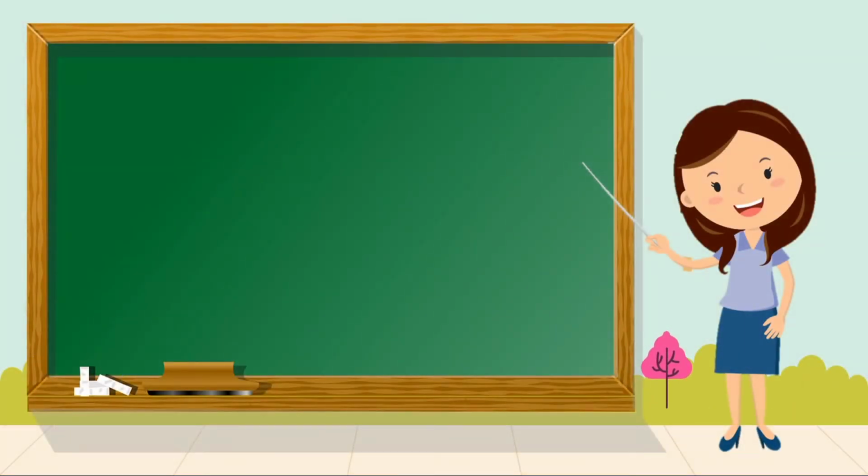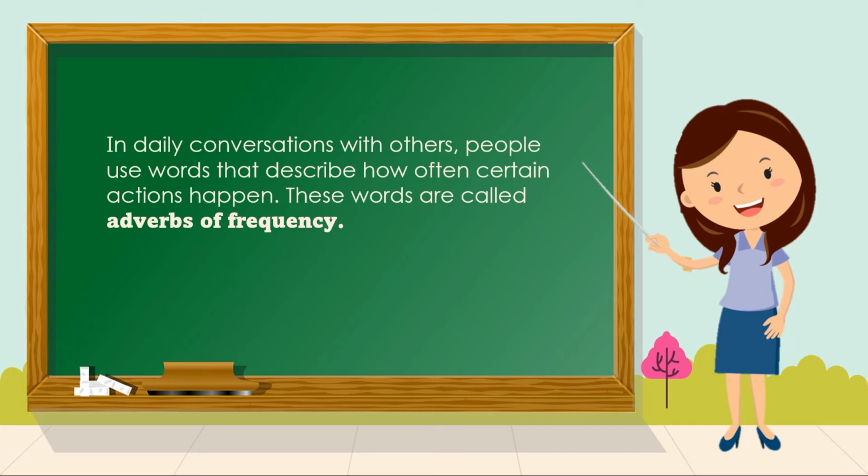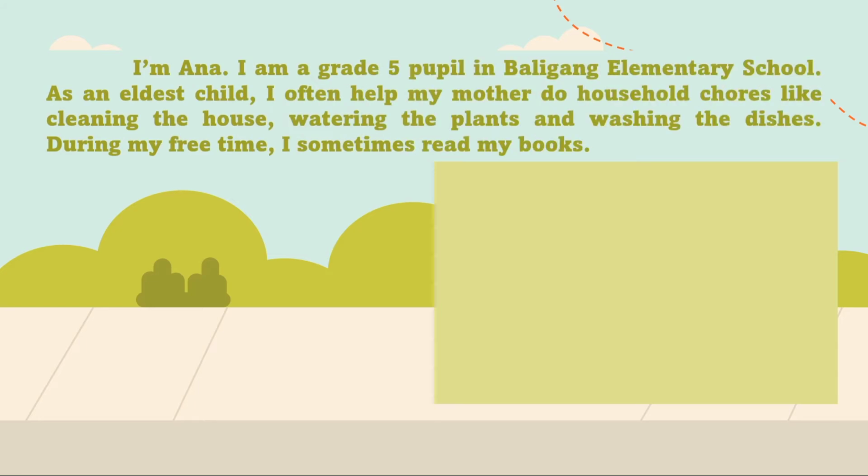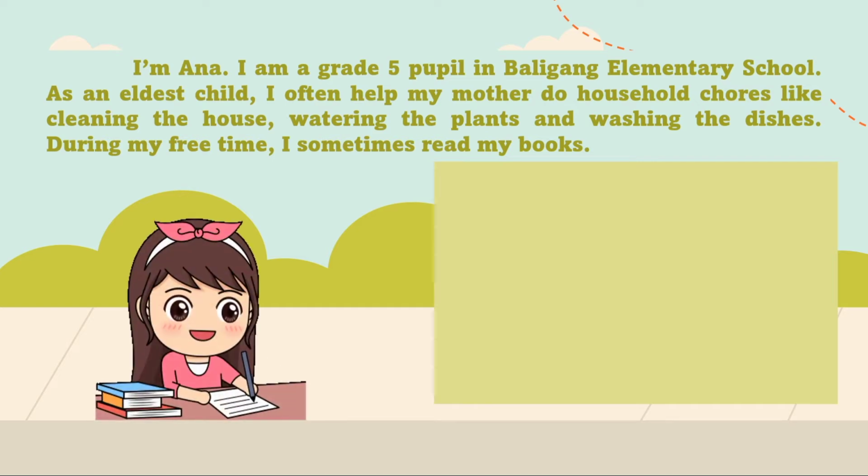In daily conversations with others, people use words that describe how often certain actions happen. These words are called adverbs of frequency. Let us read the passage, then answer the questions that follow. I'm Anna. I am a grade 5 pupil in Baligang Elementary School. As an eldest child, I often help my mother do household chores like cleaning the house, watering the plants, and washing the dishes. During my free time, I sometimes read my books.